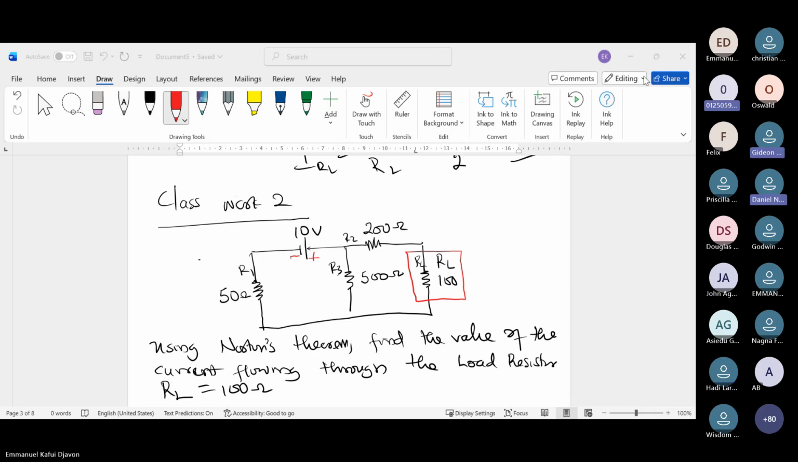So you do not have to calculate for the total resistance. That's this one. It seems to be in series. So in series, current is the same.